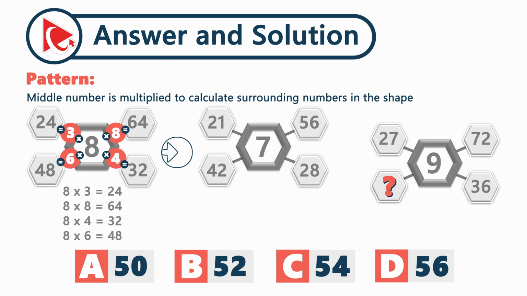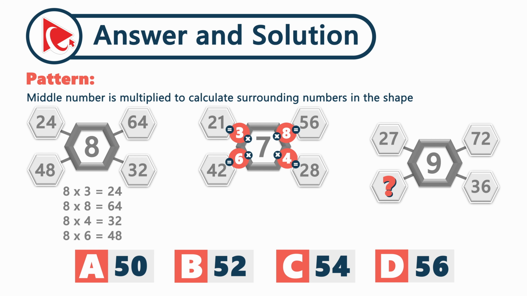Knowing the pattern, it's easy to verify the numbers in the second drawing. 7 by 3 is 21. 7 by 8 is 56. 7 by 4 is 28, and 7 by 6 is 42.